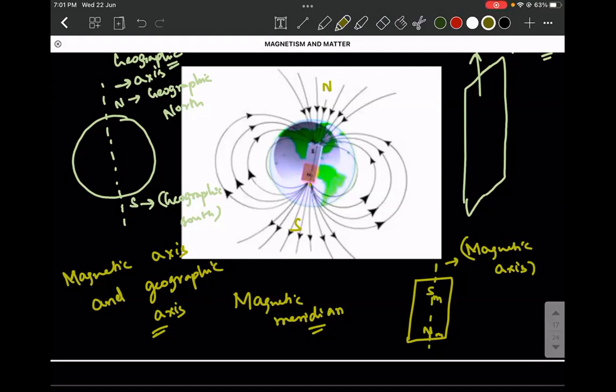Okay. Suppose you're standing somewhere on this part of the earth. Then what will happen is geographic north and geographic south will be at the same location, but magnetic north and magnetic south will not be at the same location. You can see some variation taking place between the magnetic axis and the geographic axis, which is called magnetic variation, or more technically, magnetic declination.